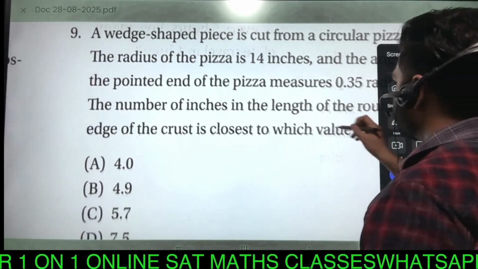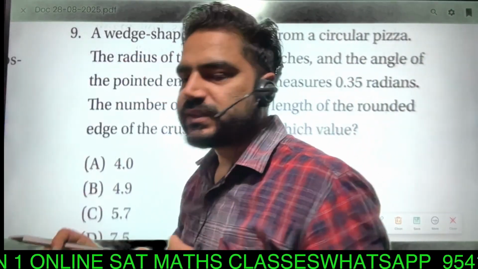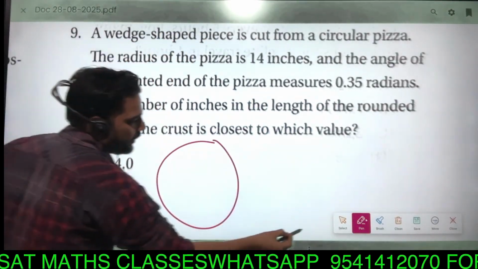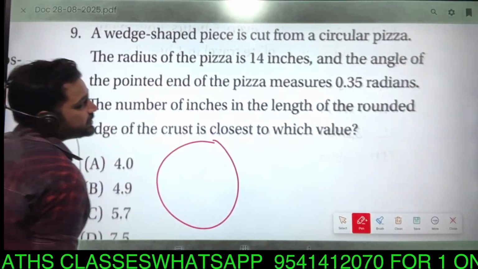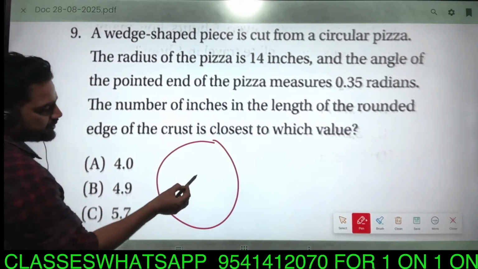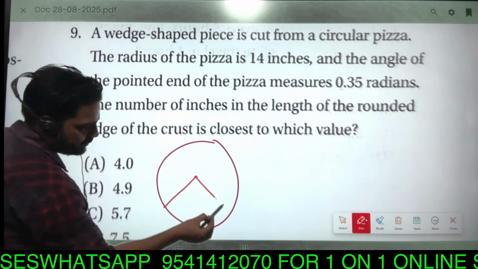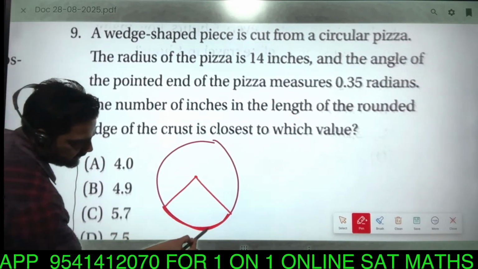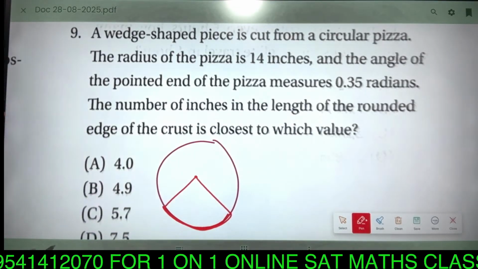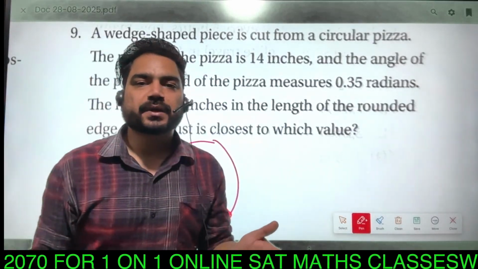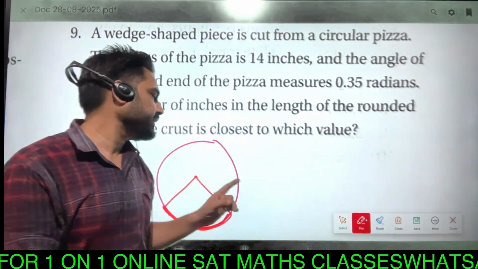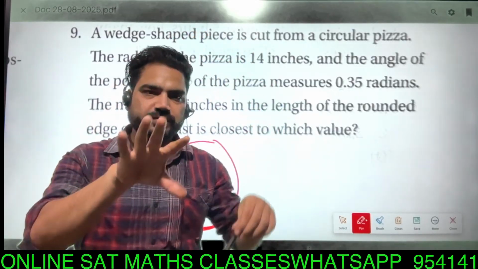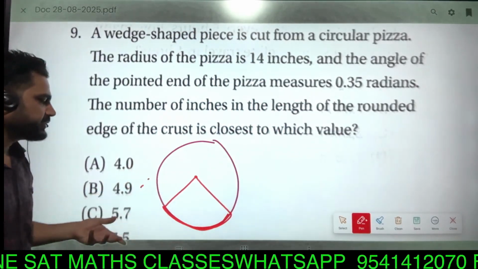See, in a circular pizza, if we cut a wedge shaped piece, suppose this is a circular pizza. Now how to cut the wedge shaped piece? So this is the center. If we cut a portion like this from a pizza, then what is this figure? This figure is a sector. We have solved one same question like this in the case of pendulum. In case of pendulum also a sector figure is formed, here also a sector figure is formed.